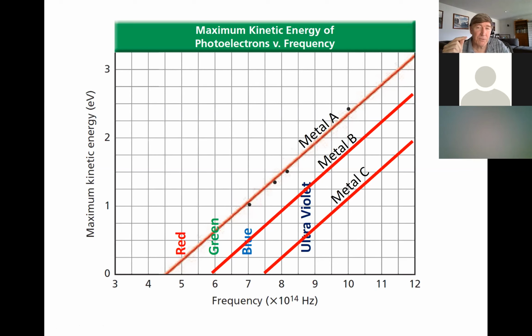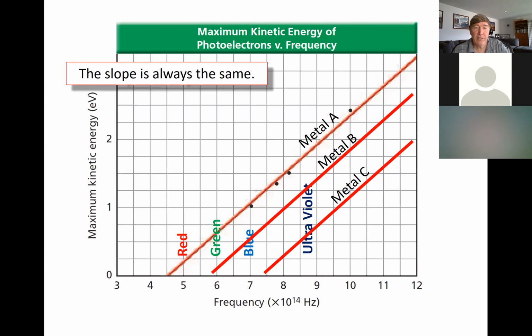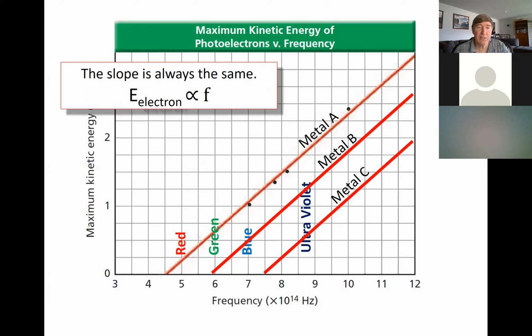All right, but the really interesting thing here is that the slope of all these lines is exactly the same. And that's super important, okay? It didn't matter what metal they looked at. When they did the experiment, they found that the slope was always the same. Now the y-intercept is different, but the slope was not. Okay, so if the slope is the same, let's look at this. We know that the energy of the electrons is proportional to the frequency.